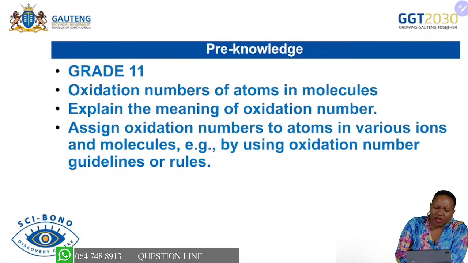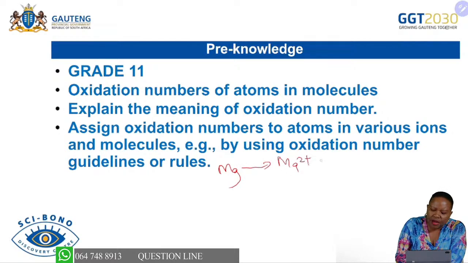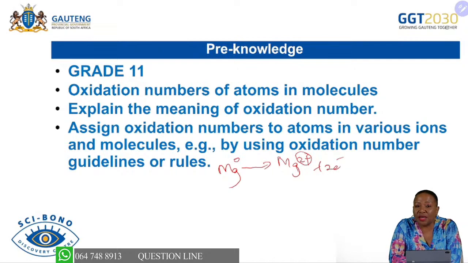However, if this magnesium, which is in group 2, loses electrons, it will become magnesium 2+. So now the oxidation number of magnesium has changed from 0 to +2. So what happened to the oxidation number? It means the oxidation number of magnesium has increased.